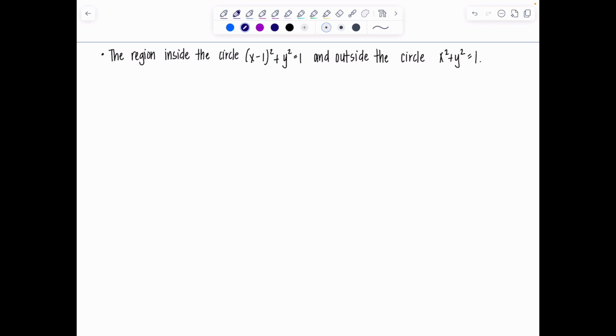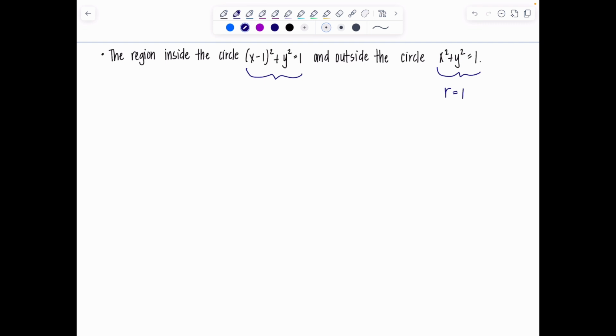Okay. Find the area of the region inside the circle (x minus 1) squared plus y squared equals 1, and outside the circle x squared plus y squared equals 1. Okay, we've got to express both of these in terms of polar equations. This one's probably easy, right? It's r squared equals 1, which is the same as r equals 1. This one you may not know off the top of your head. I know a shortcut for it. I'll show you the long way first, and then I'll show you the shortcut, okay?